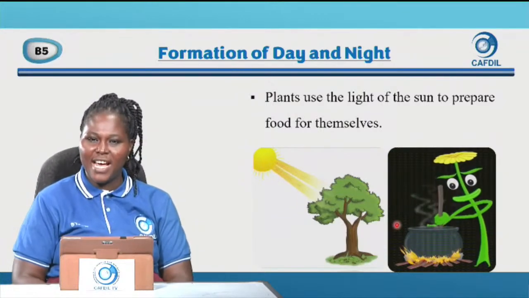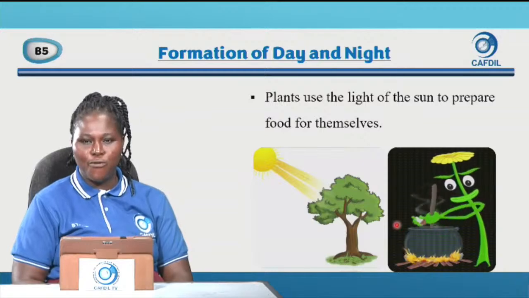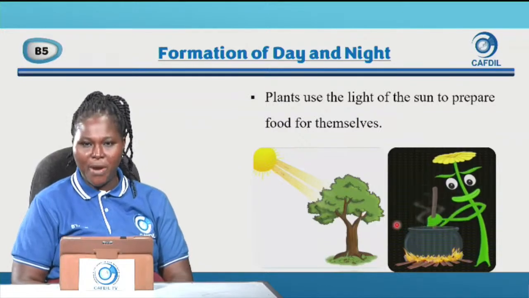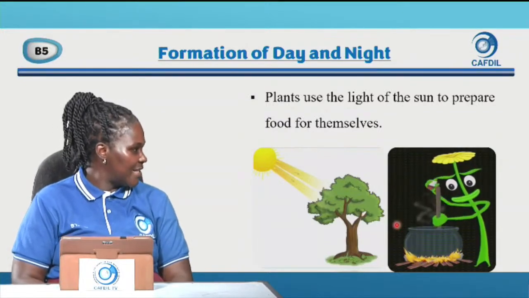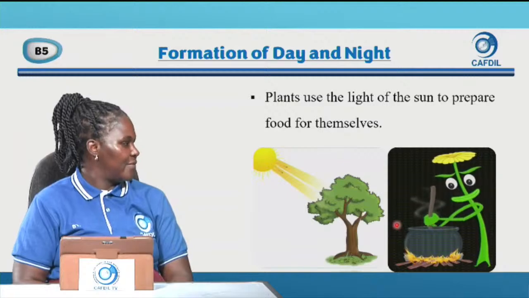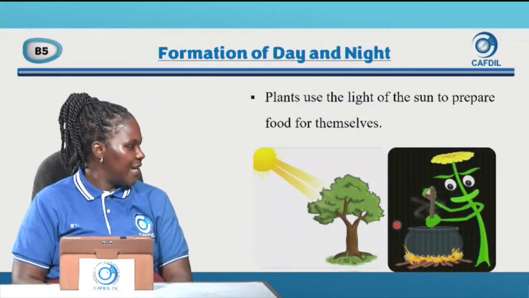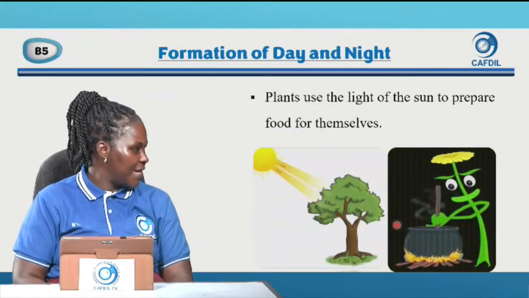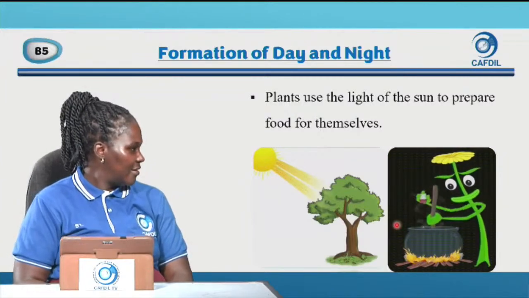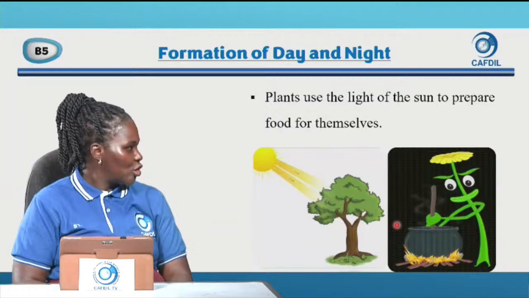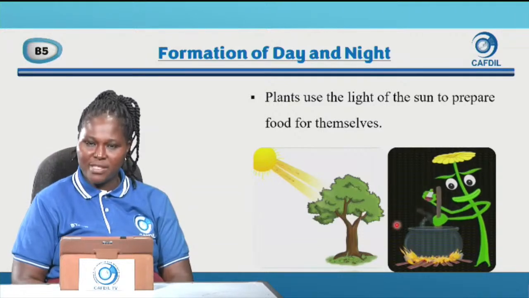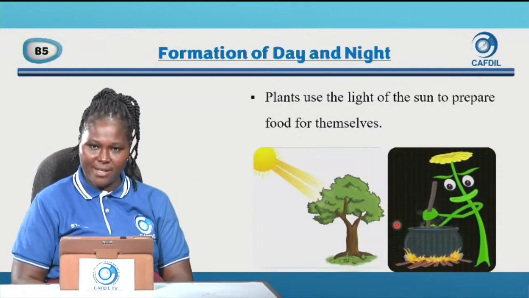Now, plants use the light of the sun to prepare food for themselves, as we can see. So the energy from the sun shines on the leaf. We have chlorophyll in the leaf. They use it to prepare their food. The energy from the sun, together with the water, is used to prepare their food. So plants use the light of the sun to prepare food for themselves.